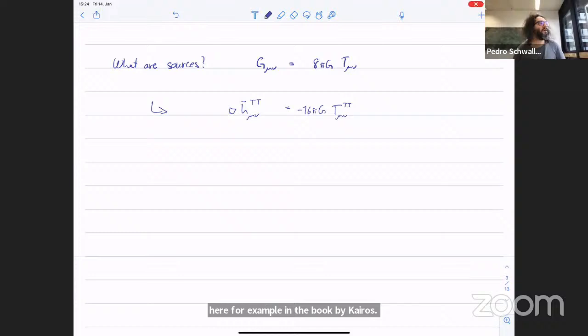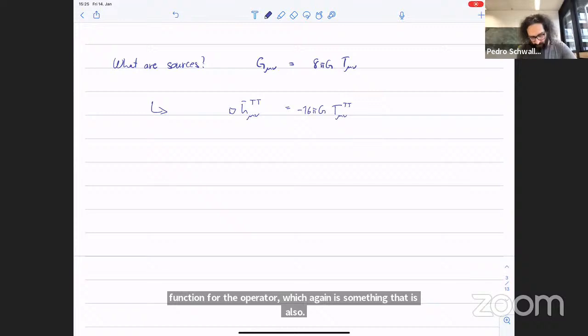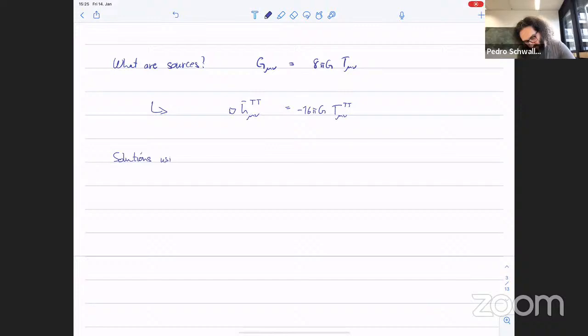Okay, so when you look at this more carefully, you see that this is again an inhomogeneous wave equation with a source term, and the way that you solve such an equation is using the method of Green's functions. You use the Green's function for the D'Alembert operator, which already appears in electromagnetism. So, solutions using Green's function.